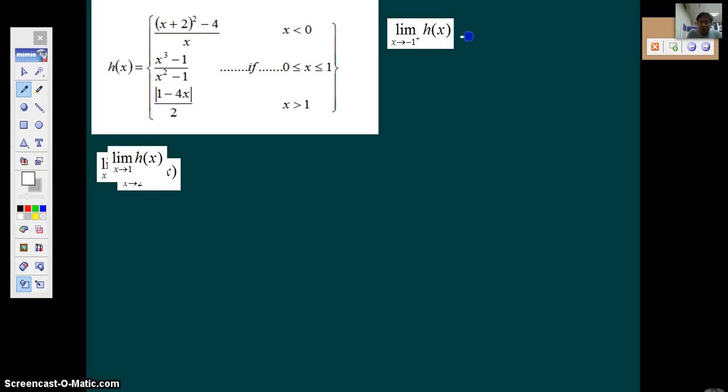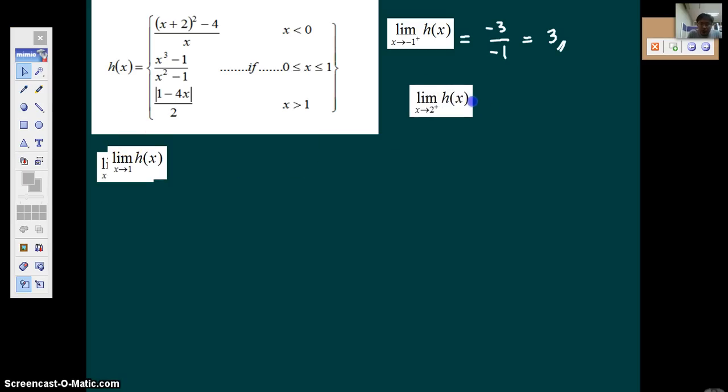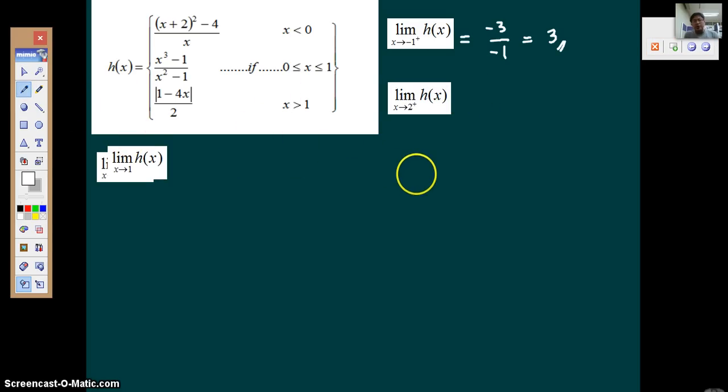Since we can substitute -1, just substitute -1. So you have -1 plus 2, that will be 1, squared is 1, minus 4, we have -3, over x is -1, so -1, then the limit is simply equal to 3. Next, let's have this. What's the limit of h of x as x approaches 2 from the right?